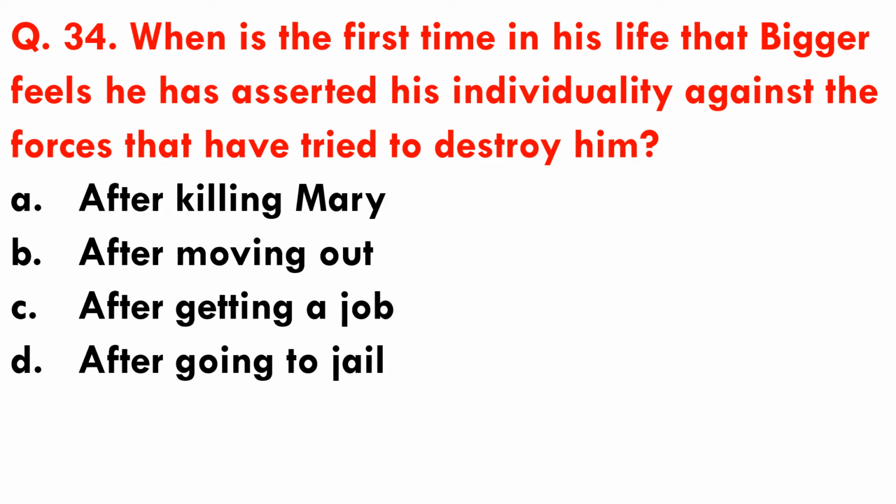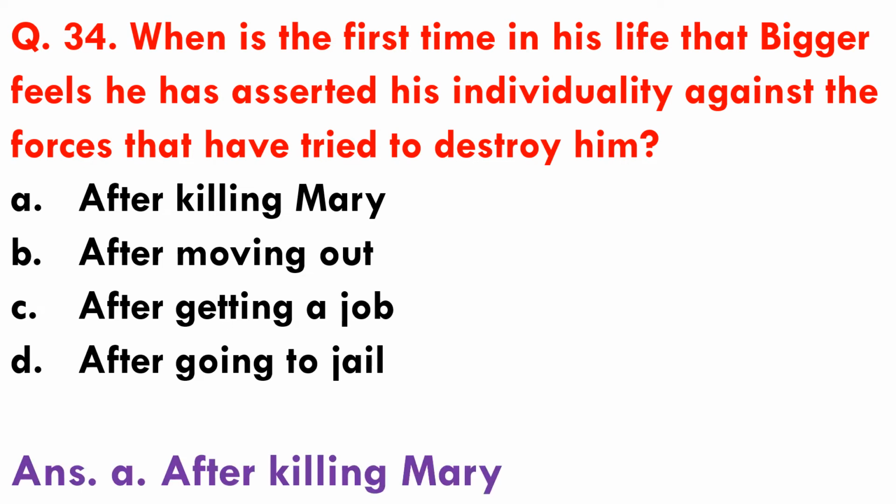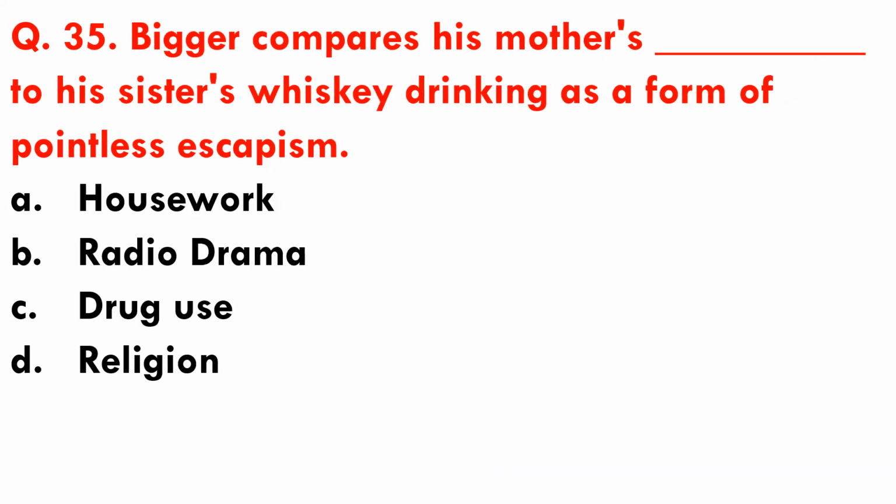Question number 34. When is the first time in his life that Bigger feels he has asserted his individuality against the forces that have tried to destroy him? Options are A, after killing Mary, B, after moving out, C, after getting a job, and D, after going to jail. So after killing Mary, Bigger feels that he has asserted his individuality against the forces that have tried to destroy him. Option A is the correct answer.